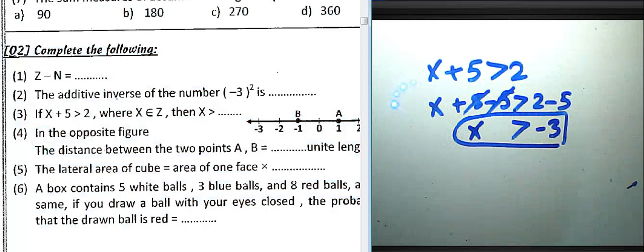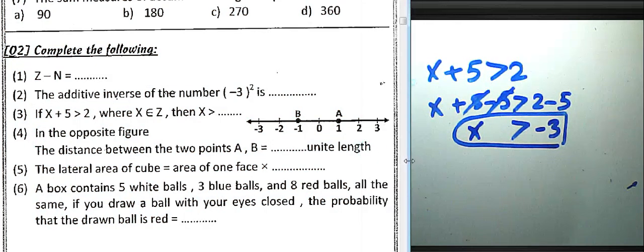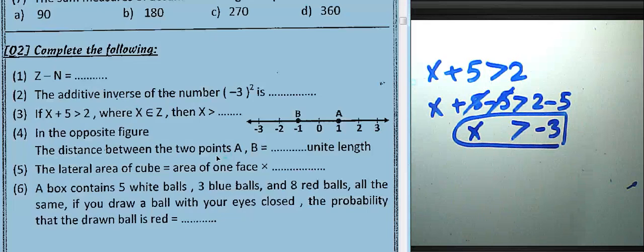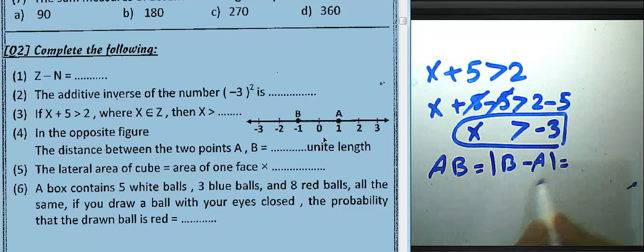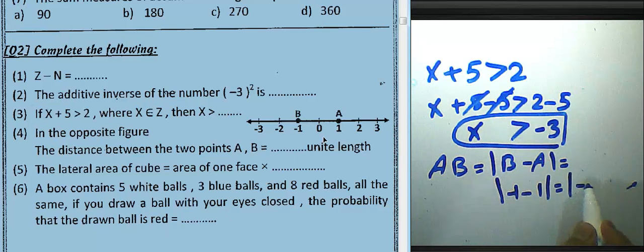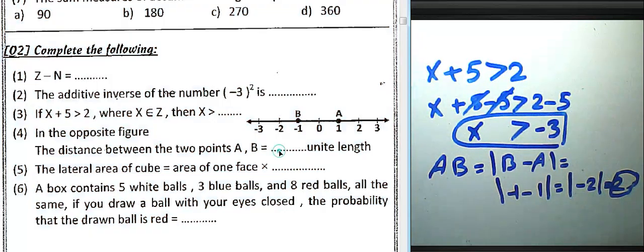In the opposite figure, he asked about the distance between the 2 points A and B. We can find the distance between A and B. It means the absolute value of B subtract A. We can find the difference between B and A. Negative 1 subtract 1 equals the absolute value of negative 2. It will equal 2 unit lengths. We must write 2 in the space.